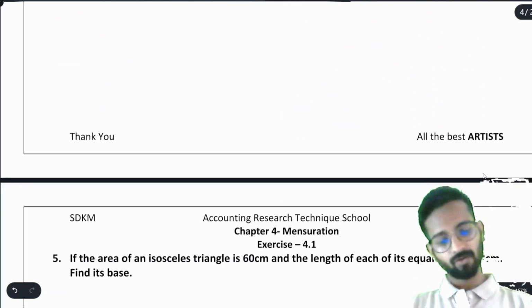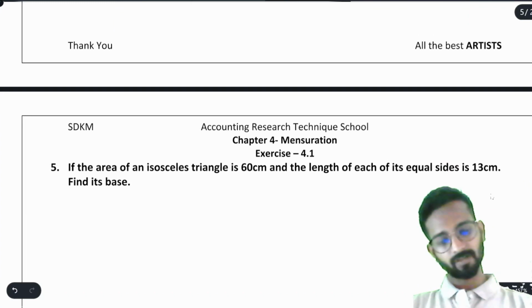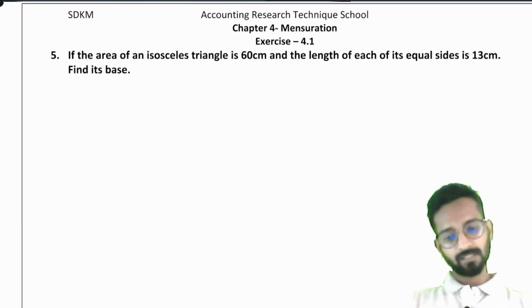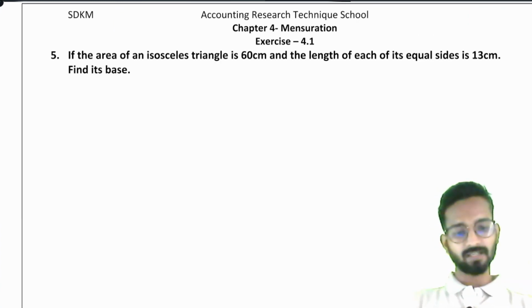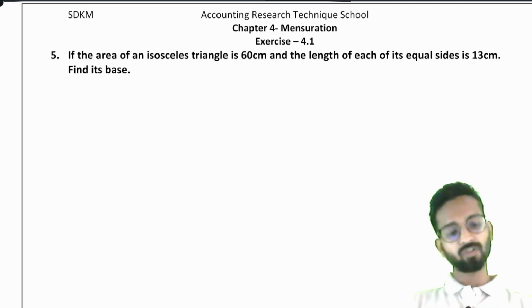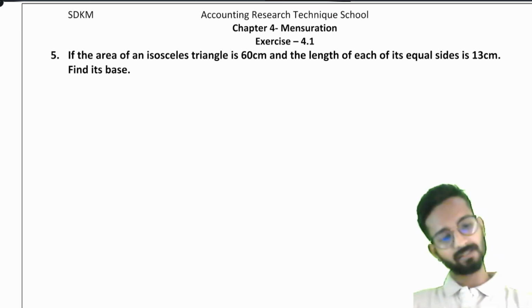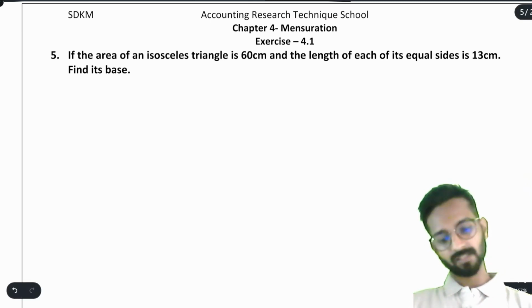Simple enough. Now, solving question number 5 here. If the area of an isosceles triangle is 60 centimeter square and the length of each of its equal sides is 13 centimeter, find its base. See, whatever is given, just write it.